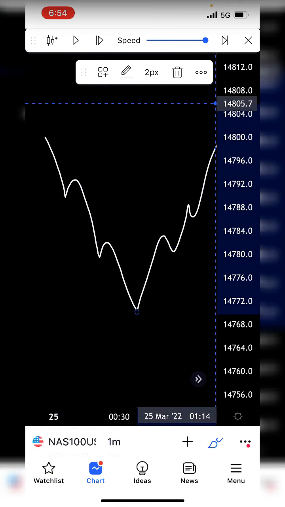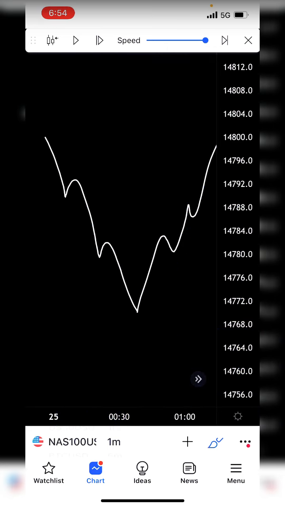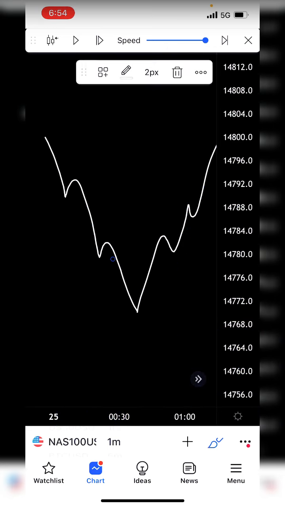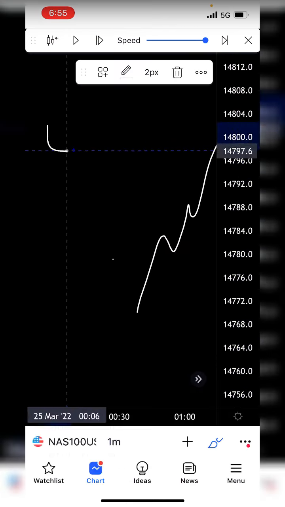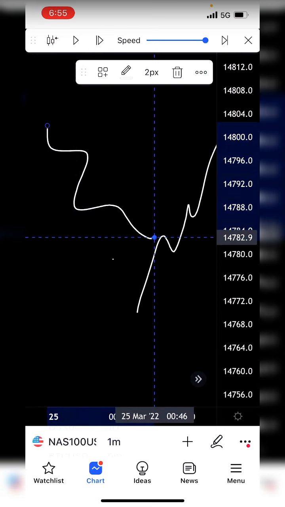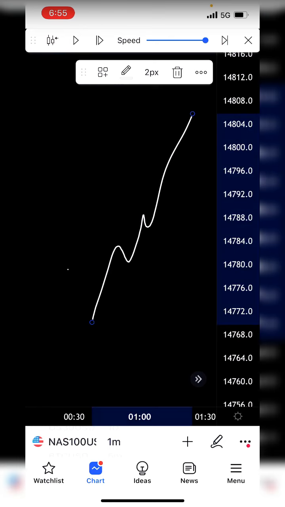If it's not doing either one of these, that means it's consolidating, and I don't trade those. I don't trade consolidation. So if it's not doing this, then I'm not trading it. If you can't see a trend, if it's not trending, that's all sloppy. If it's not making higher highs and higher lows, or lower highs and lower lows, then I'm not trading it.